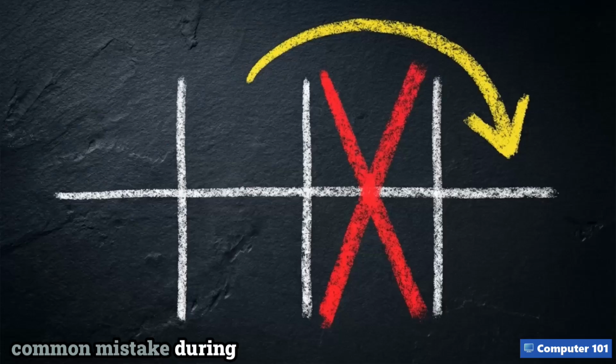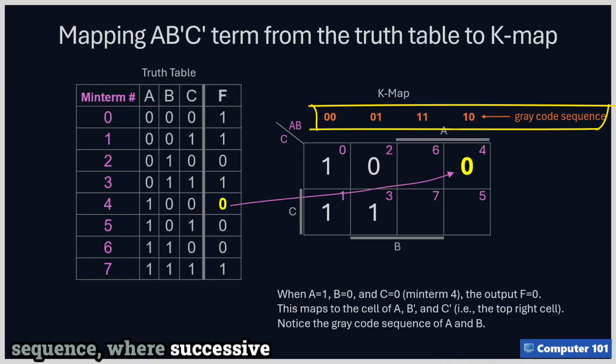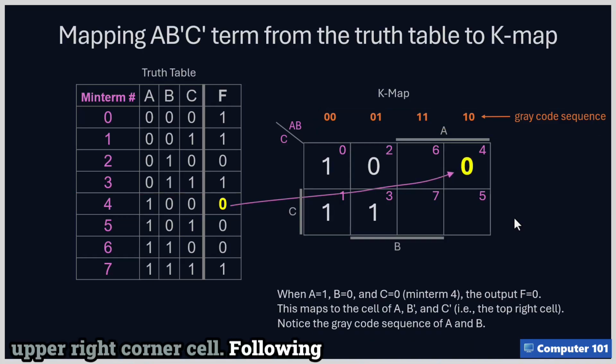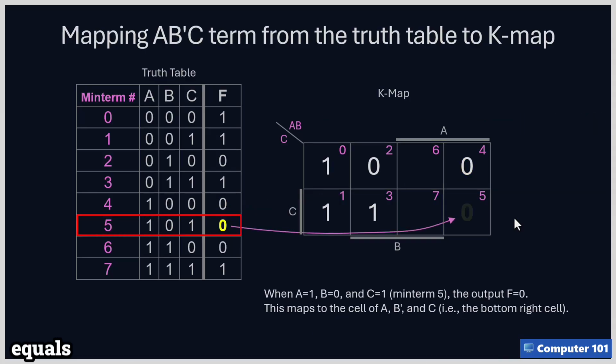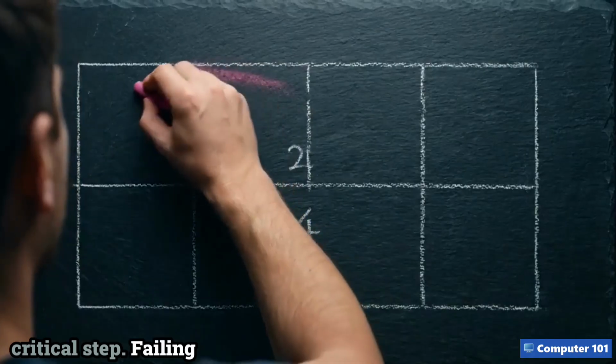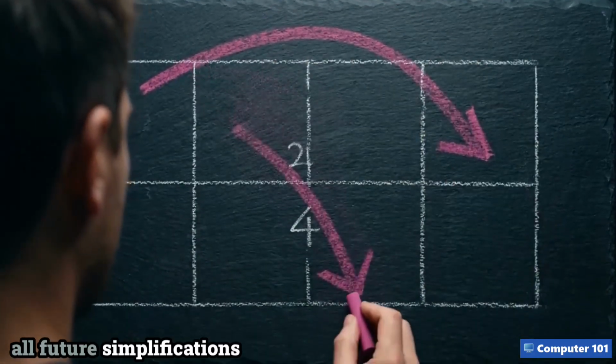The most common mistake during K-map plotting occurs right here, incorrectly mapping the transition from minterm 3 to minterm 4 into the adjacent third column. The top headers strictly follow a gray code sequence, where successive values differ in only one bit. Because of this, the combination of A equals 1 and B equals 0 bypasses the third column, landing in the upper right corner cell. Following the established vertical rule, we map minterm 5, where A equals 1, B equals 0, and C equals 1, directly below minterm 4. Respecting this gray code jump is the single most critical step. Failing to skip the third column causes all future simplifications to fail.